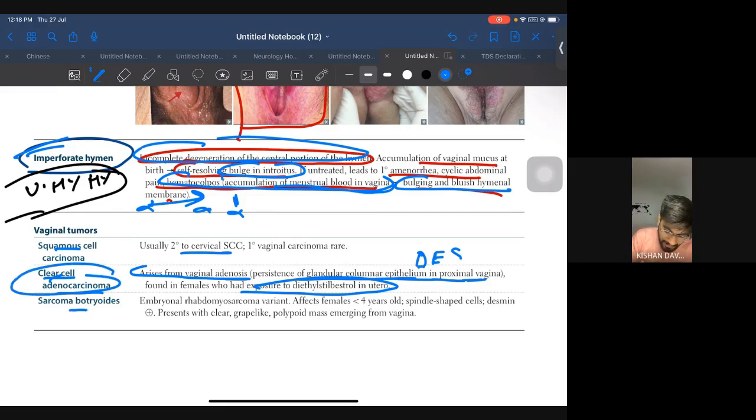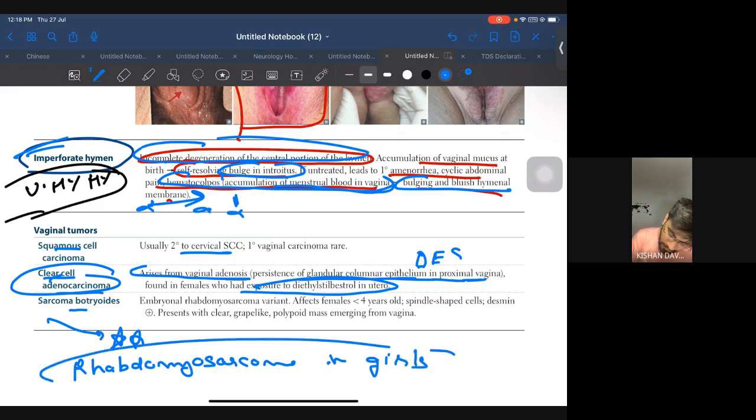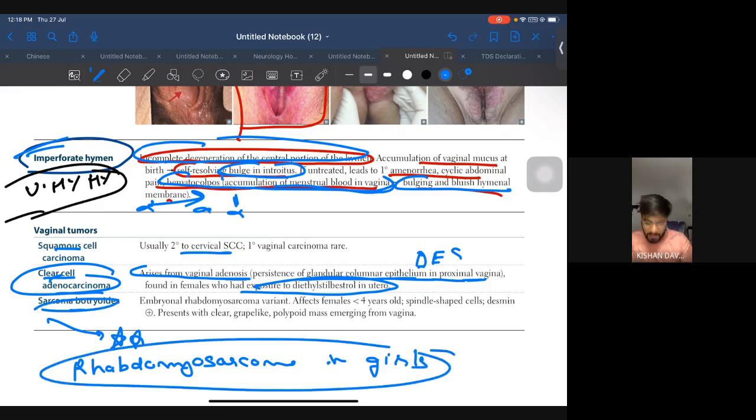Sarcoma botryoides, yes, they have asked this. Sarcoma botryoides is important. Not particularly, but how they have asked this: they have asked rhabdomyosarcoma in girls. Okay, they have asked you this. So we know rhabdomyosarcoma has sarcoma botryoides. So that's how they have asked.